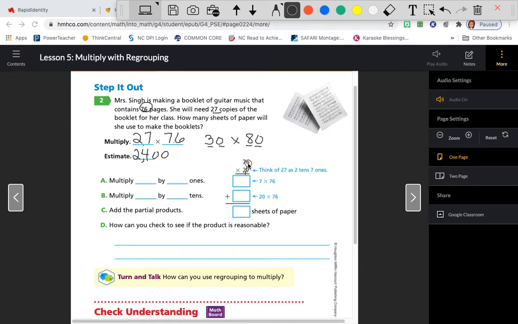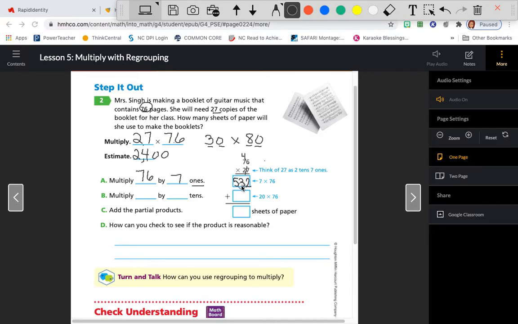So the first thing they want us to do is do the ones. So it says here, multiply by ones. We're going to multiply 76 by 7 ones. So 6 times 7. Let's think about that. What is 6 times 7? It's 42. So we're going to put a 2 here, and we're going to carry our 4 over to the tens place. All right, now we have 7 times 7 is 49, plus 4 more, so it's 49, 50, 51, 52, 53. So that's 532.